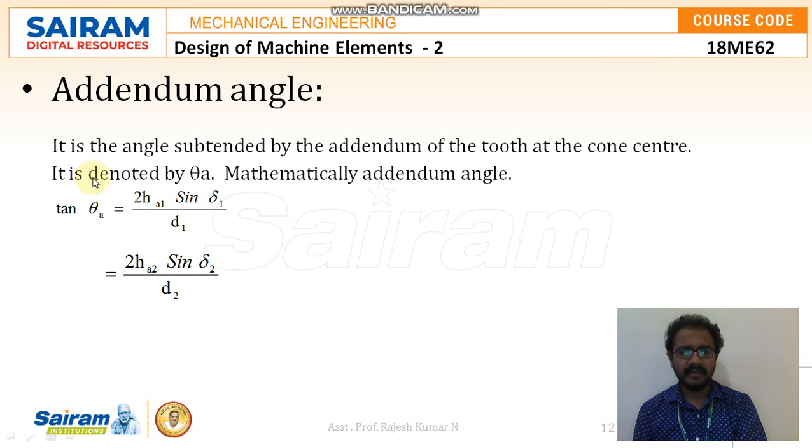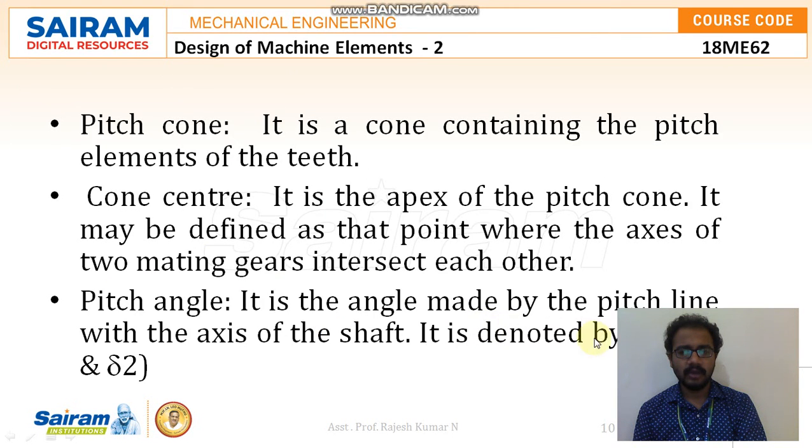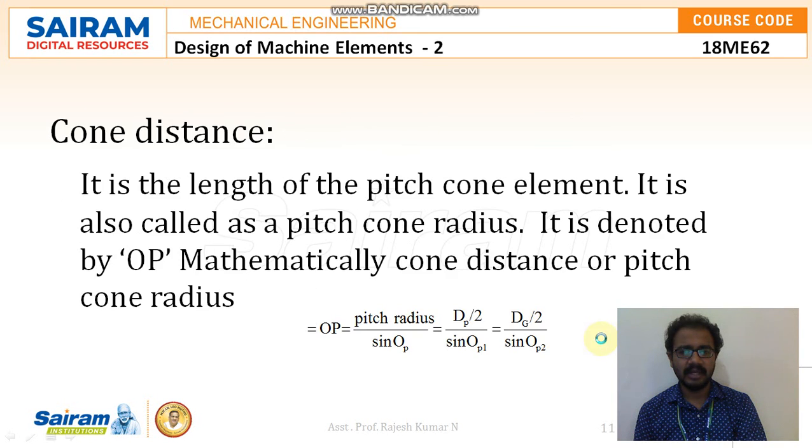Mathematically, the addendum angle can be denoted as tan theta A equal to 2ha1 sine delta 1 divided by d1, and for the other gear 2ha2 sine delta 2 by d2. We already know what delta 1 and delta 2 are. We discussed that they are nothing but the pitch angles.